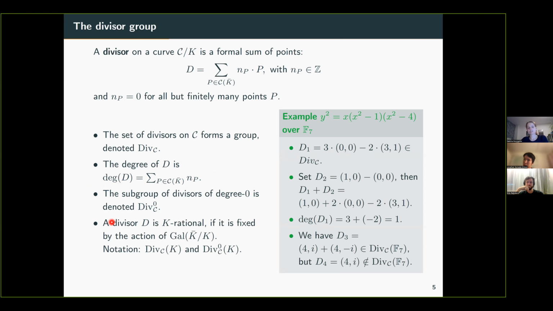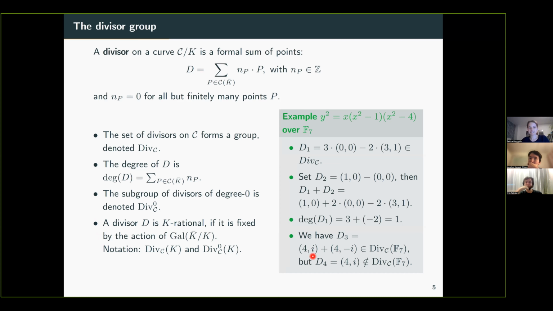One thing that gets a little bit more complicated when talking about divisors instead of points is the definition of k-rationality. So clearly, if we have a divisor that only has k-rational points in its support, then we say that this divisor is k-rational. But the general definition is a bit weaker than that, because we only need that a divisor is fixed under the action of the absolute Galois group.